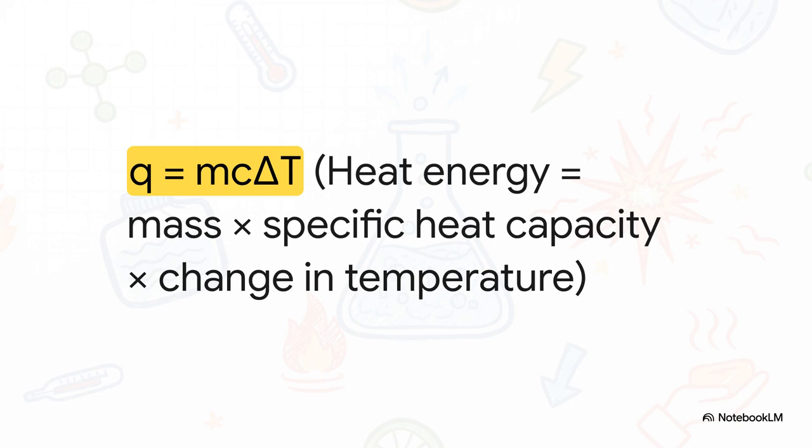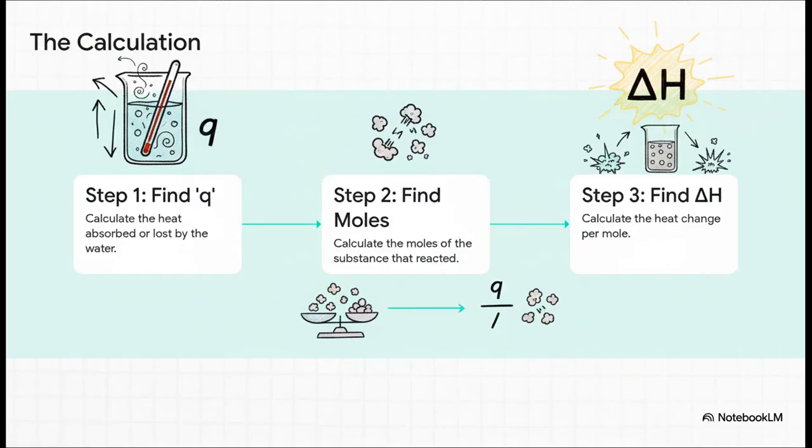Now, Q is the heat energy we're trying to find, and to get it, we just need to know m, the mass of the water, C, which is just a known constant for water, and delta T, which is simply the change in temperature that we measured on our thermometer. So the process is actually pretty straightforward. First, you use that equation to figure out Q, the total heat the water gained or lost. Next, you figure out exactly how much of your chemical actually reacted, using a unit called moles. And finally, you just divide the total heat by the amount of chemical that reacted. And bam, that gives you the energy change per mole, which is our old friend, delta H.